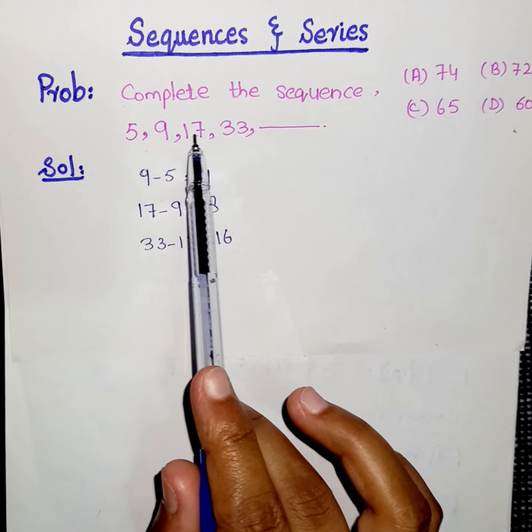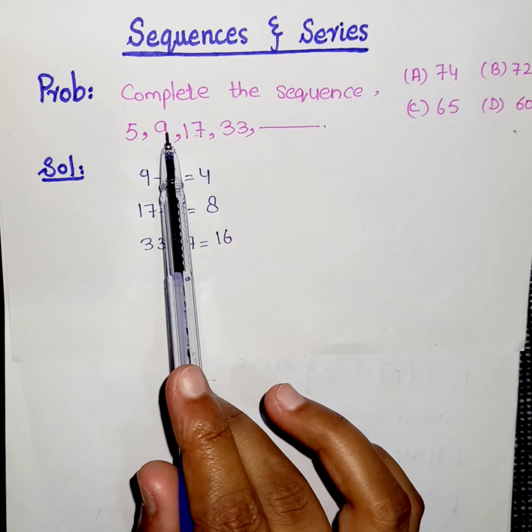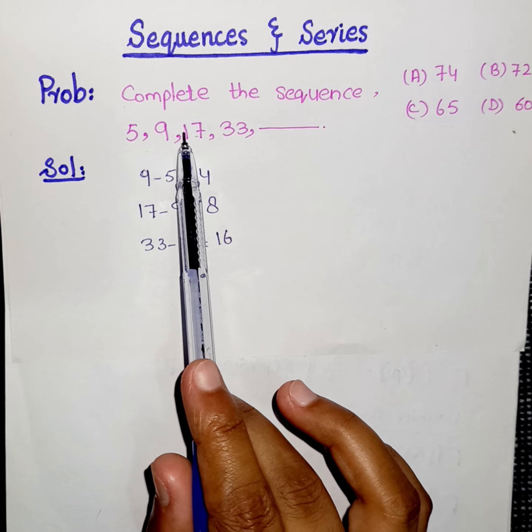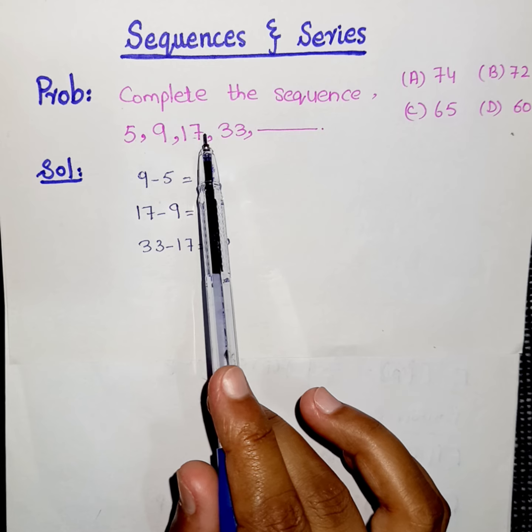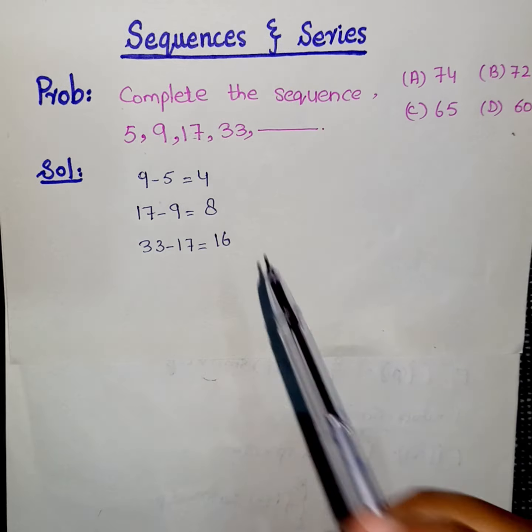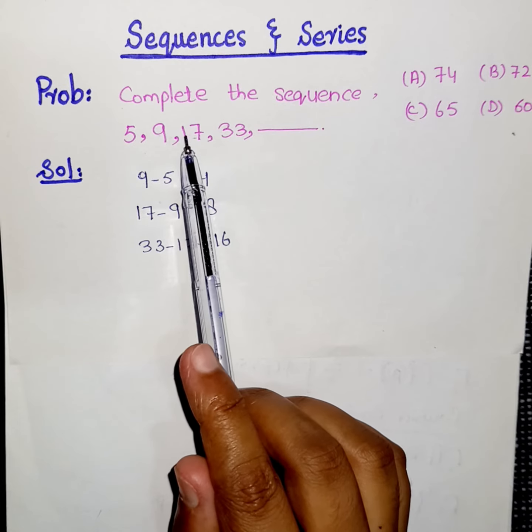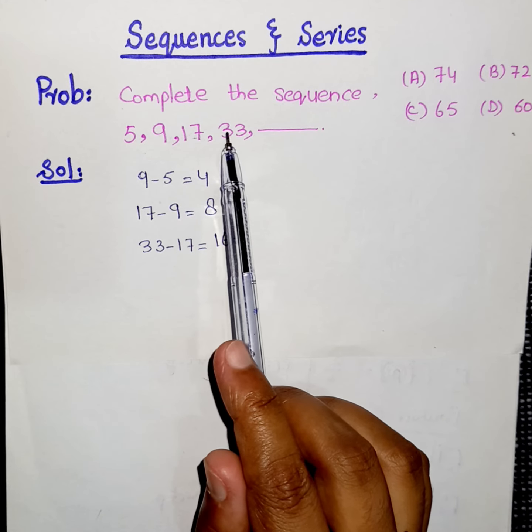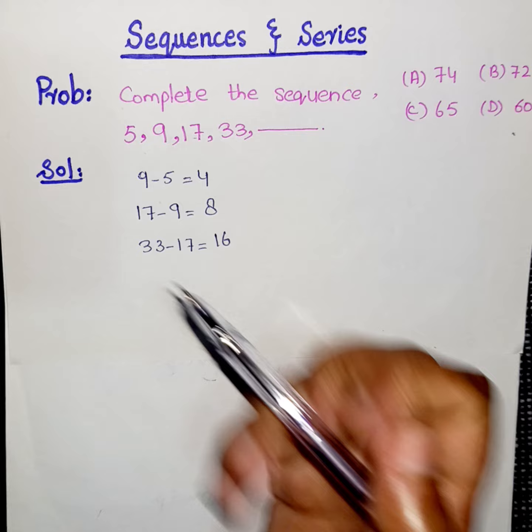In a similar way, 17 minus 9 is equal to 8, 8 multiplied by 2 is equal to 16, and 17 plus 16 is equal to 33. In a similar manner, 33 minus 17 is equal to 16, 16 multiplied by 2 is equal to 32.